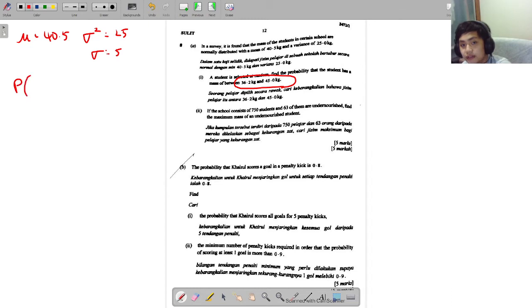So they are looking for the probability of 36.2 less than x less than 45, where we say x is the mass of the student. It can be any unknown actually, but I just prefer x in this case. This is a normal distribution question. Because it's normally distributed, we need to standardize our x values first. So we are going to use the z formula. z is x minus mean over standard deviation.